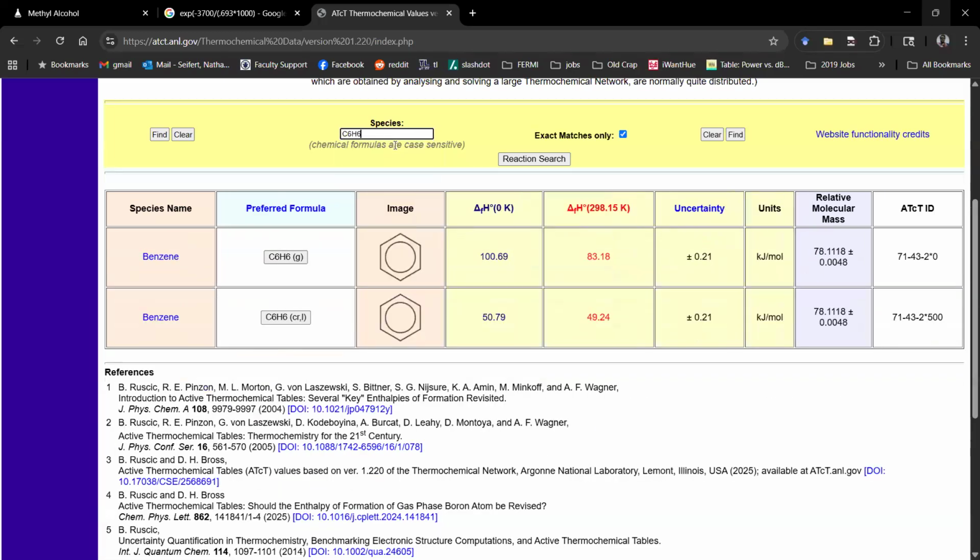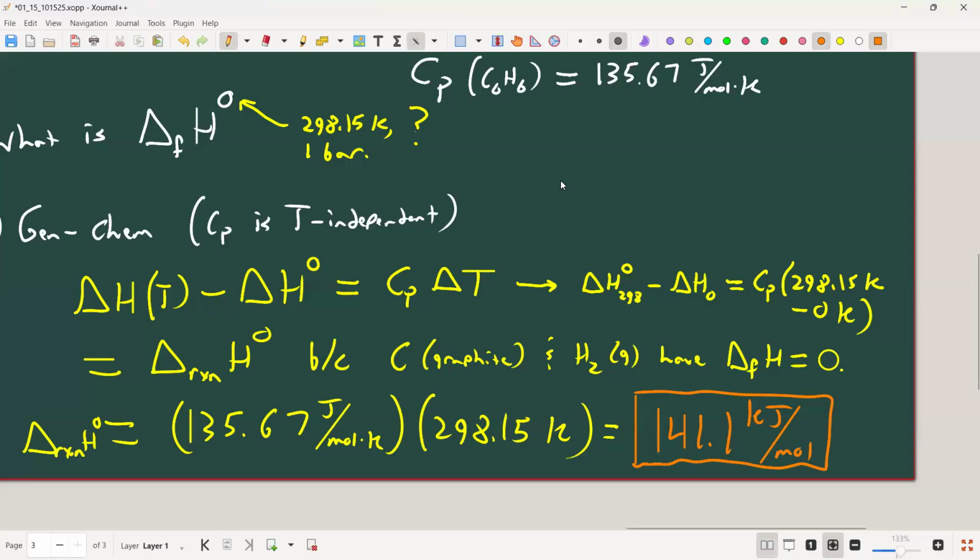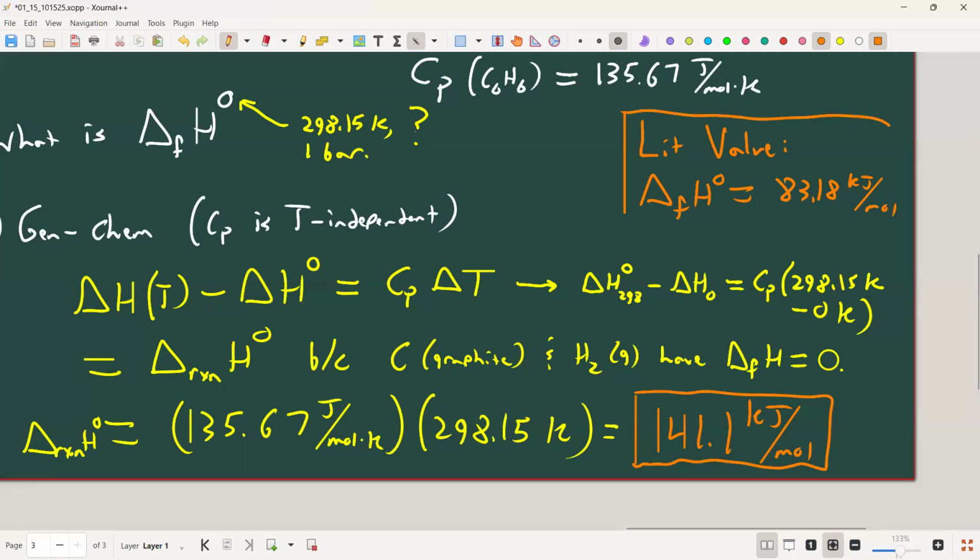Right. Okay. As you can see, we're pretty far off. Almost a factor of 2 off. The actual answer is 83. So I'll put it up here because I ran out of room. The literature value at 298 is 83.18. Right. So as my AP chemistry teacher would say when we got C's on our exams, you could guess better than that.